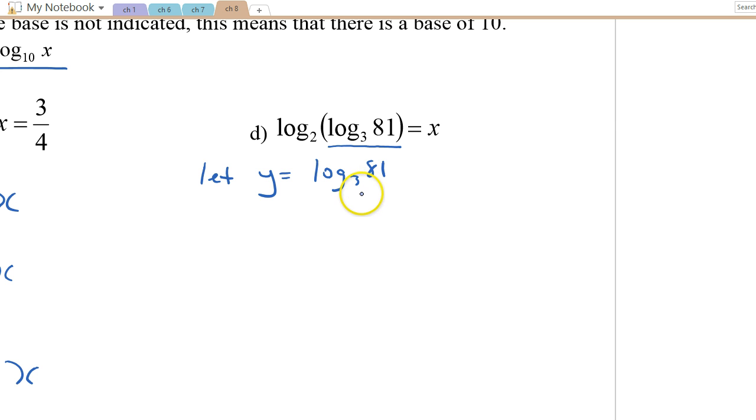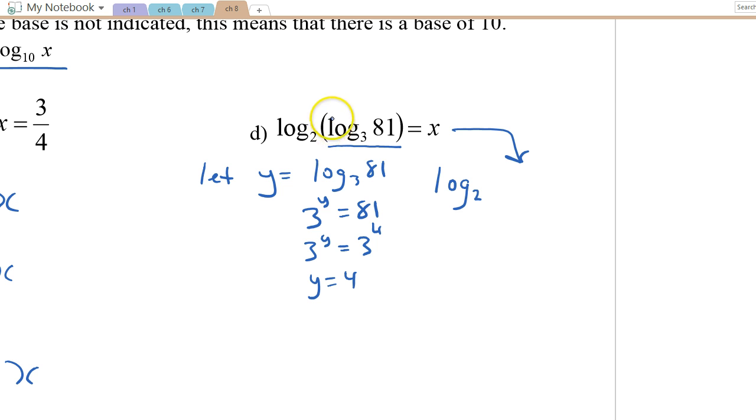So changing this to exponential form, the base is 3, and this is the exponent: 3 to the power of y is equal to 81. So 3 to the power of y is equal to 81, which is 9 times 9, so that's 4 3's altogether, so we get y is equal to 4. So we can rewrite this expression now. Log base 2, and now wherever I see this log base 3 of 81, I can put a 4 in for it.